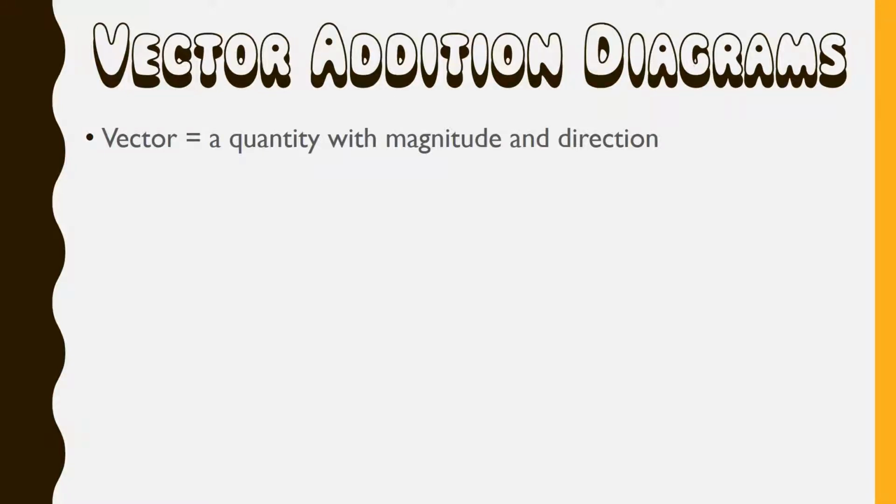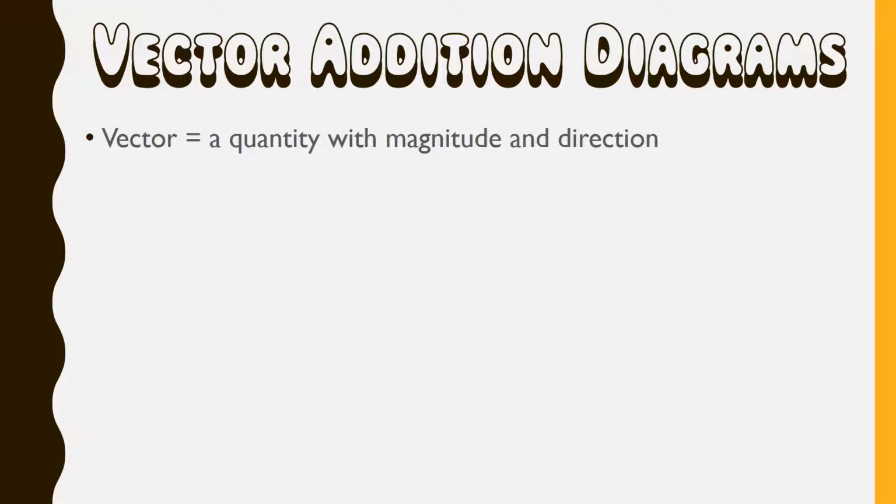A vector addition diagram is a useful tool when analyzing force problems. It's something that we can use in addition to a free body diagram, and it sometimes helps in being able to tell whether a free body diagram is balanced or unbalanced. Before we can understand exactly what a vector addition diagram is, we first must define a vector.